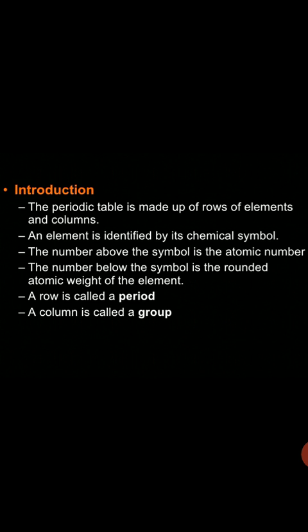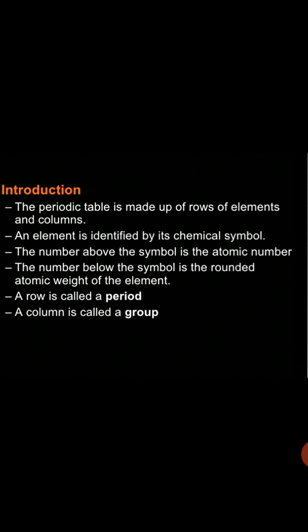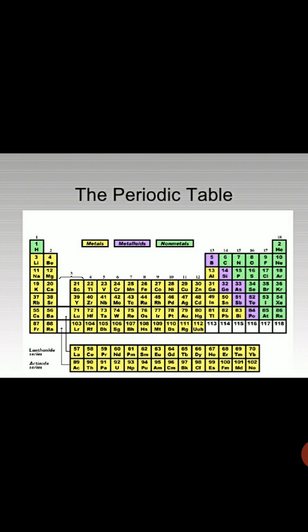An element is identified by its chemical symbol. The number above the symbol is the atomic number, whereas the number below the symbol is a rounded atomic weight of the element. Right, students? So here if you see the number which is written at the top, so hydrogen 1, which is at its top, it is its atomic number, and if the atomic weight is given, it will be rounded up at the below, right?